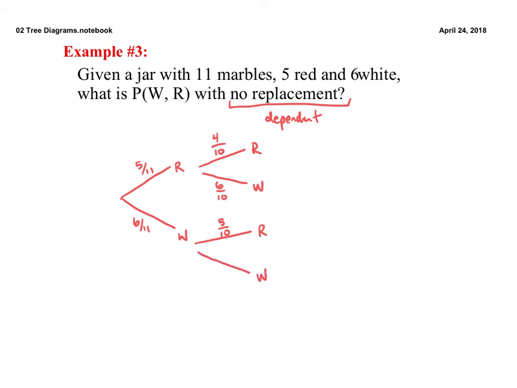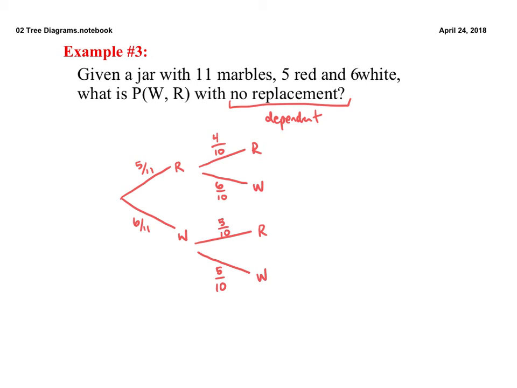Or we could draw a second white one. Since there were 6 original white ones, we drew one, which means there's 5 left. And again, there are 10 marbles because you had drawn a white one. So those are your different outcomes. You could either draw 2 red, a red and then a white, or 2 whites.